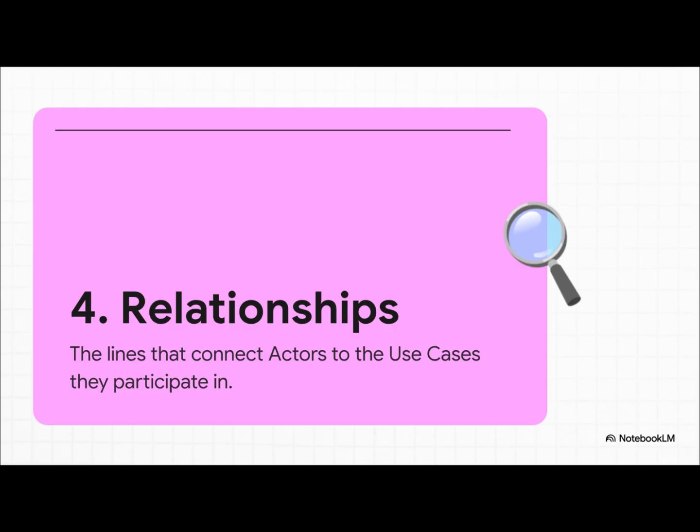And finally, number 4, relationships. Now, don't let the name sound complicated. These are just the lines that connect an actor to a use case. That's it. They just show who participates in which activity.